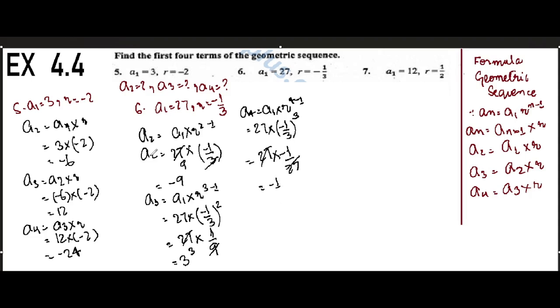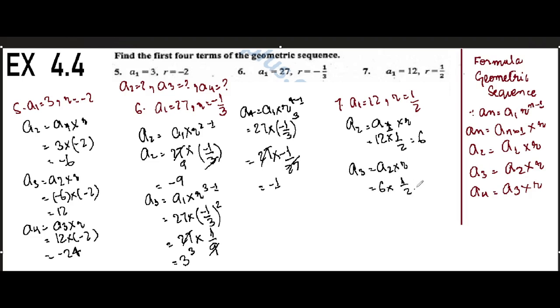So we are done with finding a2, a3 and a4. Now let's solve question number 7, which is a1 equals 12 and r equals 1/2. Let's solve it using these formulas. So a2 is equal to a1 into r is equal to 12 into 1/2, which is equal to 6. a3 is equal to a2 into r is equal to 6 into 1/2, which is equal to 3. Then a4 is equal to a3 into r, which is equal to 3 into 1/2, which is equal to 3/2.